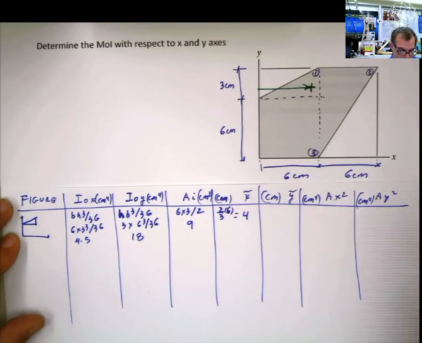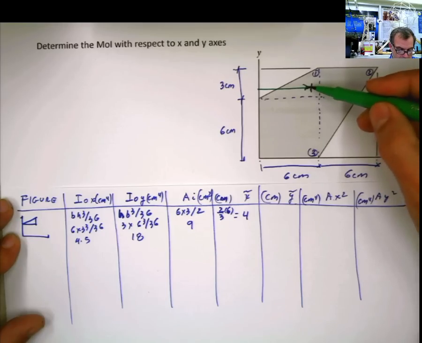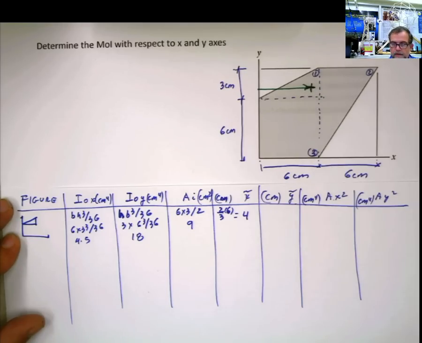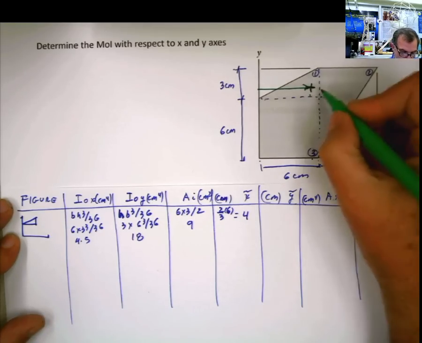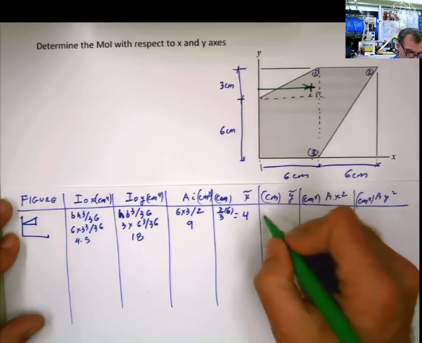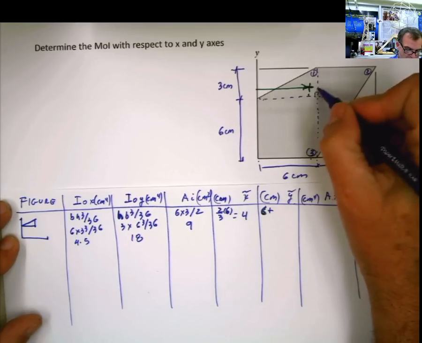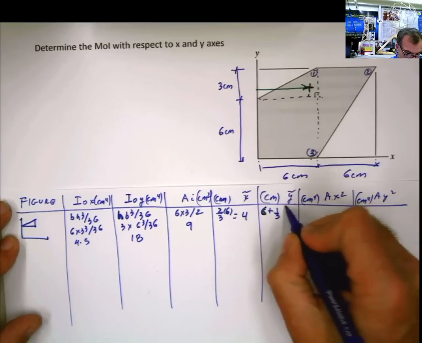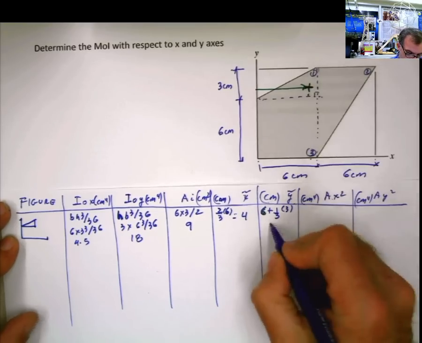Now, what is y? Y is the distance between the centroid of figure 1 in this case and the axis that we are considering, from here to here. What is this distance? This distance is going to be 6 plus, with respect to this right angle, I know it's going to be 1/3 of the height, and the height is 3, so it's 6 plus 1/3 of 3. 1/3 of 3, which is this little piece here, plus 6, that's 7.